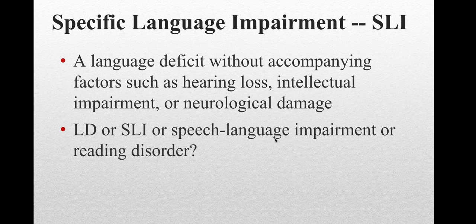All right, now part of what complicates all this is we've got different words for different things. So we've also got specific language impairment, or SLI. This is going to be a language deficit without accompanying factors such as hearing loss, intellectual impairment, or neurological damage. So we can ask, is this child learning disabled? Are they speech language impaired? Or are they specific language impaired, SLI? Or is it a reading disorder, or all three things at once?